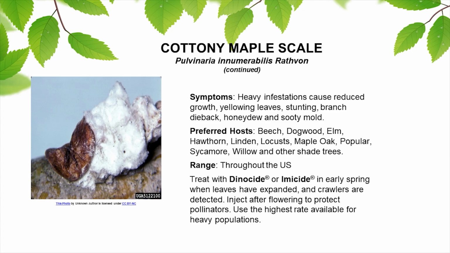Preferred hosts include beech, dogwood, elm, hawthorn, linden, locusts, maple, oak, poplar, sycamore, willow, and other shade trees. Cottony Maple Scale may be found throughout the United States. Cottony Maple Scale can be managed by treating with dinotefuran or imidacloprid in early spring when leaves have expanded and crawlers are detected. Inject after flowering to protect pollinators. Use the highest rate available for heavy populations.